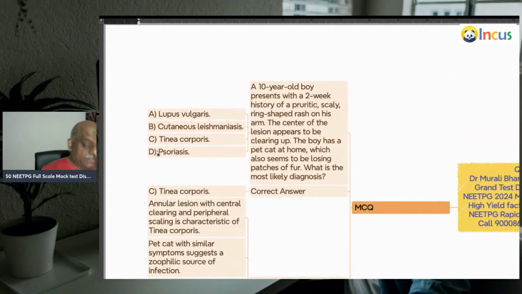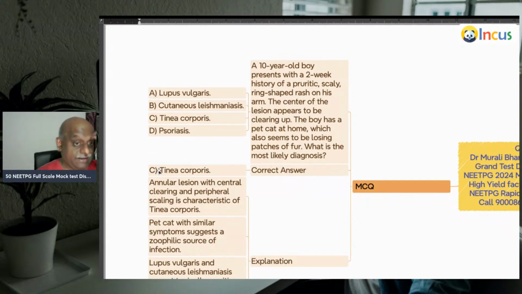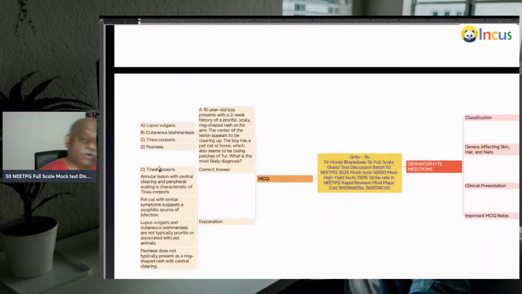A 10-year-old boy, 2-week history of pruritic scaly ring-shaped rash on the arm. He has got a pet cat, which is also having similar patches on the fur. So these annular lesions with a central clearing and peripheral scaling, characteristic of tinea corporis, is what you need to remember.